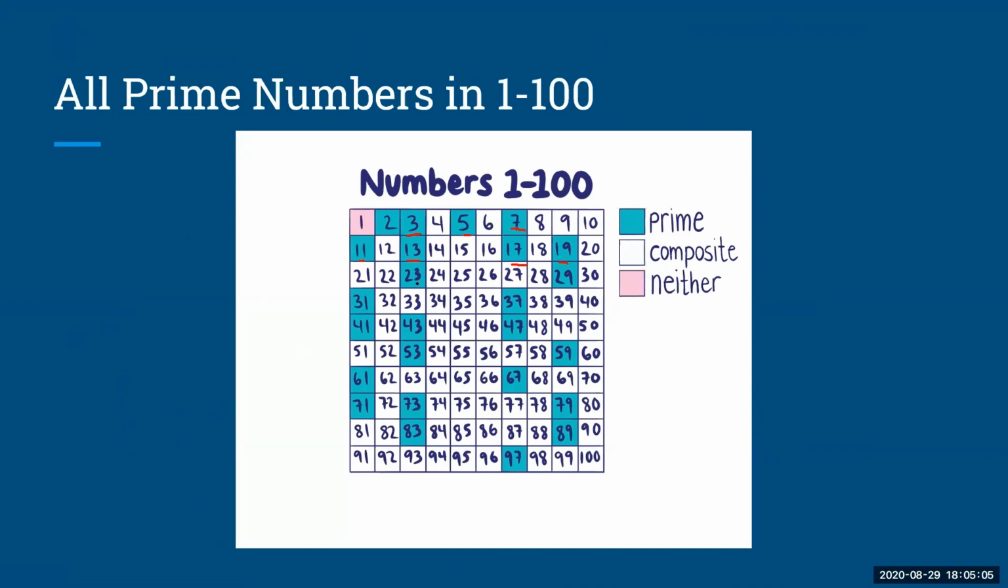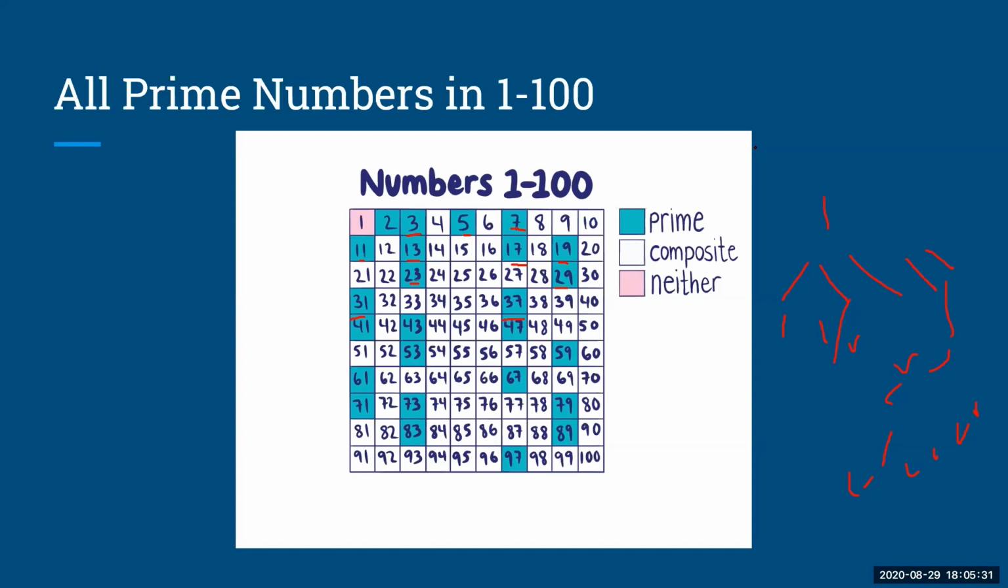Why is 1 neither? One's special, because its only factor is 1, but then you have an infinite amount of factors: 1 times 1 times 1 times 1 times 1 is all 1, right? So 1 is a little special because you can put it as many times as you want. As the numbers go larger, the rarer primes get.